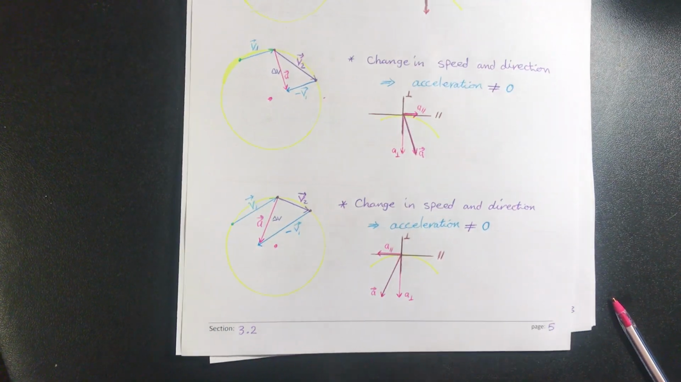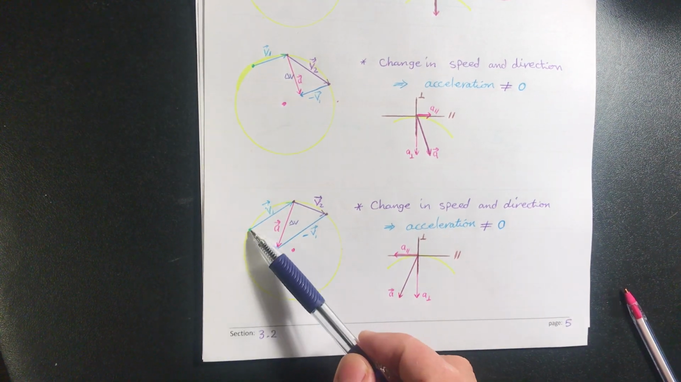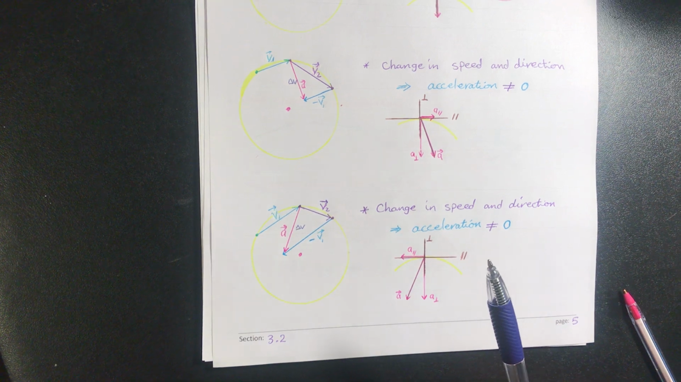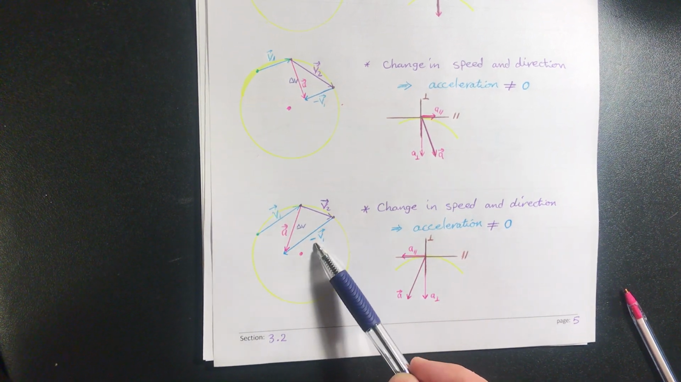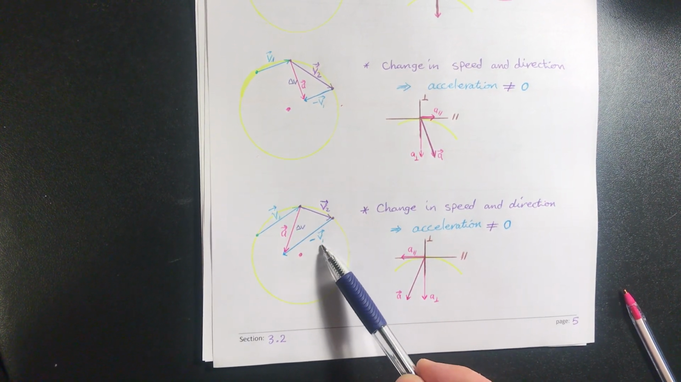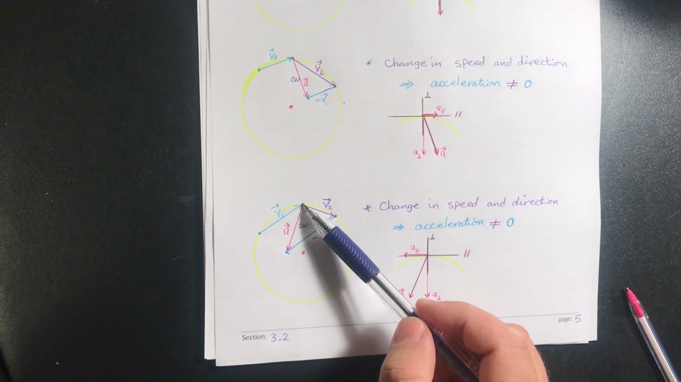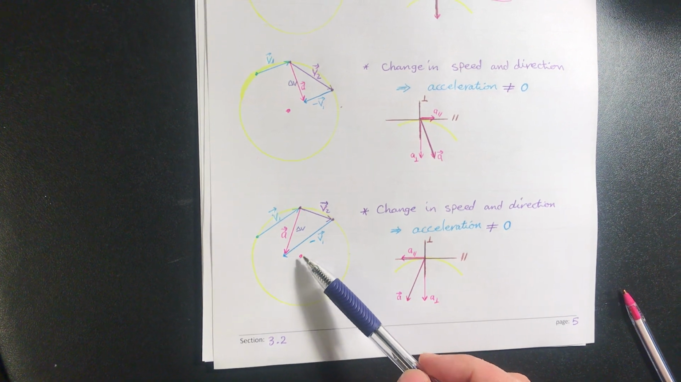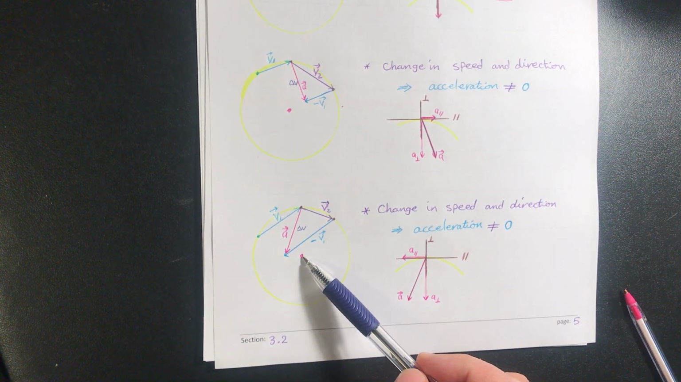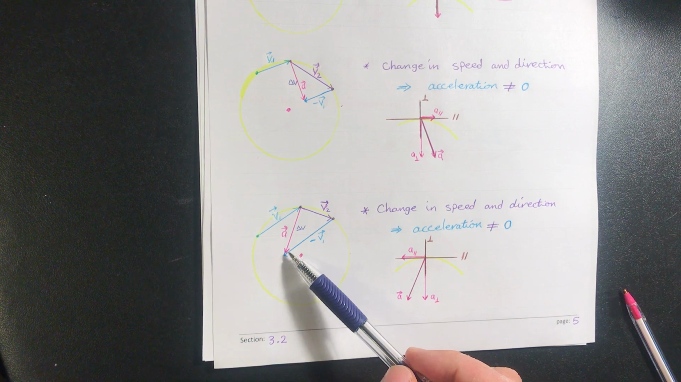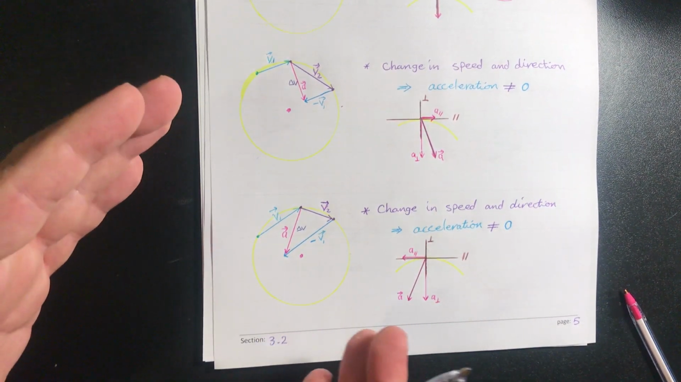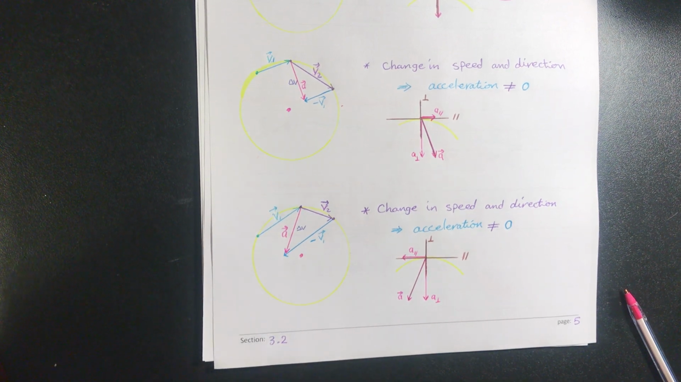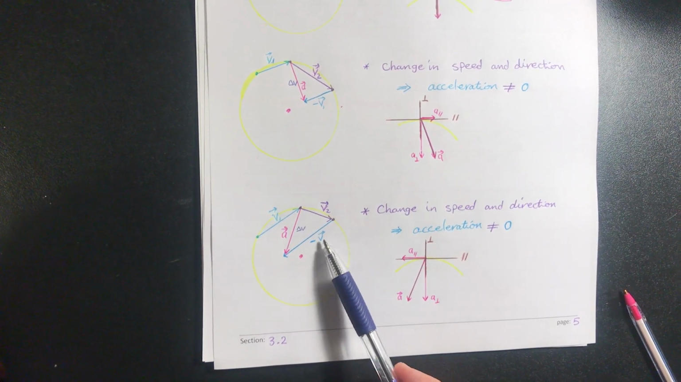What if v2 is less than v1? Look at this one, v1, this is v2. What is the change in velocity? Is it v2 minus v1? We need just to add negative v1 to v2. Then this is the change in velocity. It is not directed to the center of rotation. Its direction goes to the direction of the bigger velocity, which is v1, or negative v1, in the negative v1 direction.